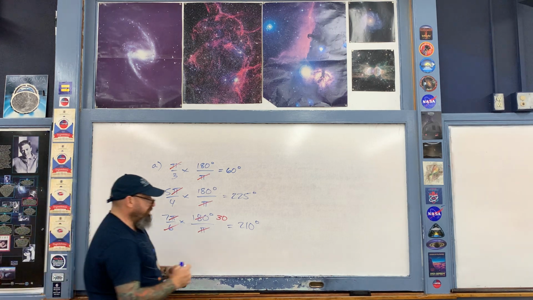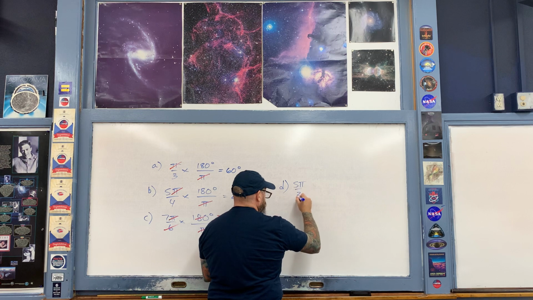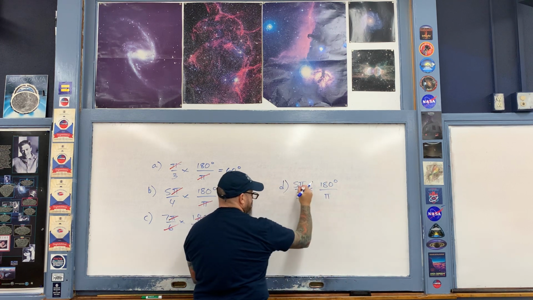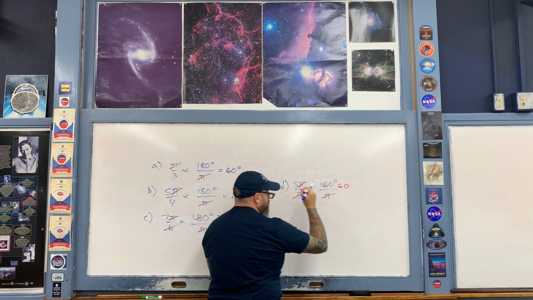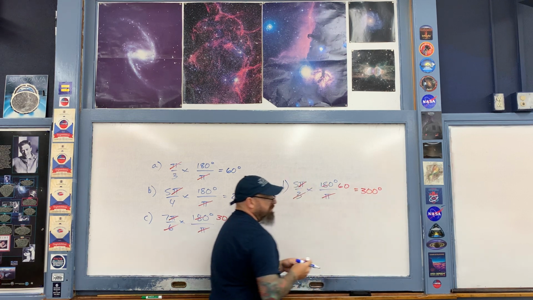And then the last example, part D, 5 pi over 3, multiply by 180 over pi. Pi's cancel out, here and here. 3 goes into 180 60 times. 5 times 60 is 300 degrees, like so.